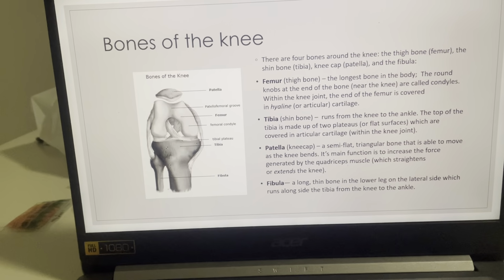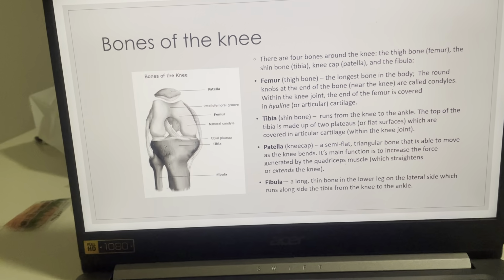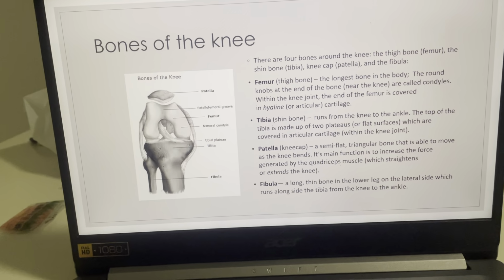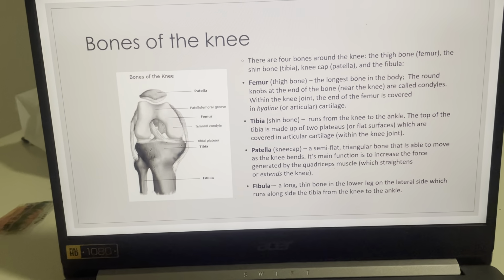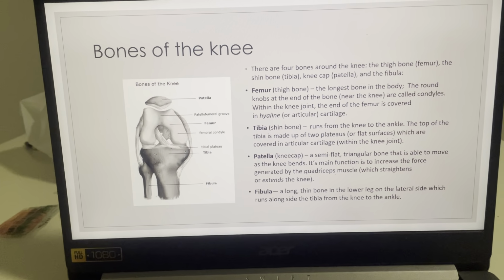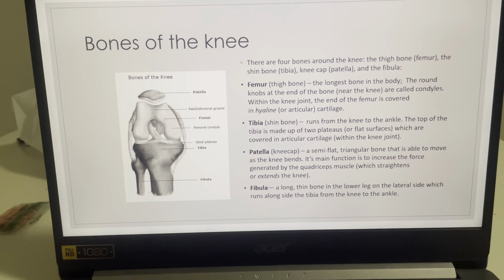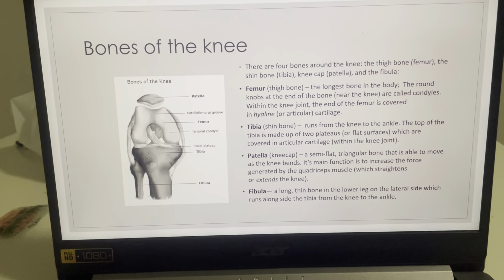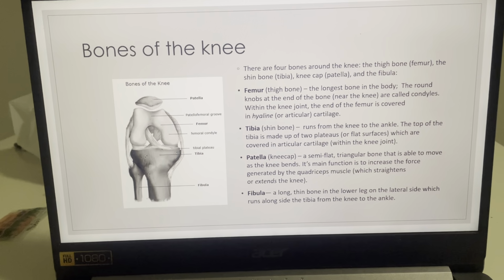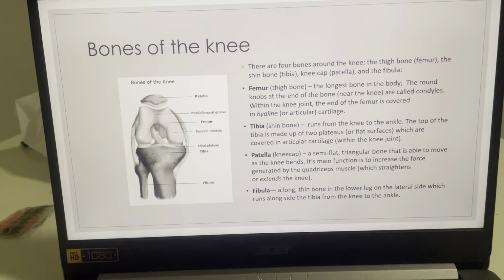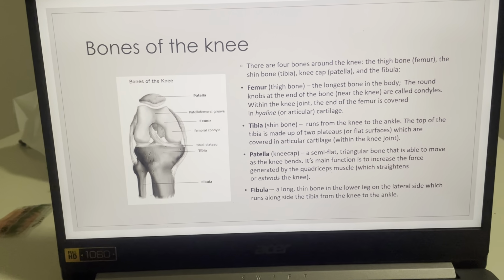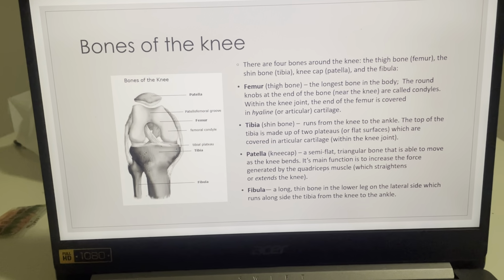Tibia, shin bone, runs from the knee to the ankle. The top of the tibia is made up of 2 plates or flat surfaces, which are covered in articular cartilage within the knee joint. Patella, kneecap, a semi-flat triangular bone that is able to move as the knee bends. Its main function is to increase the force generated by the quadricep muscle. Fibula, a long thin bone in the lower leg on the lateral side, which runs alongside the tibia from the knee to the ankle.